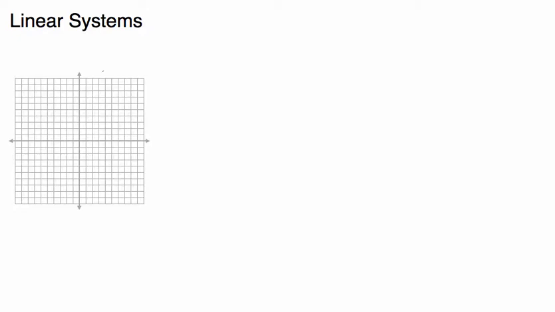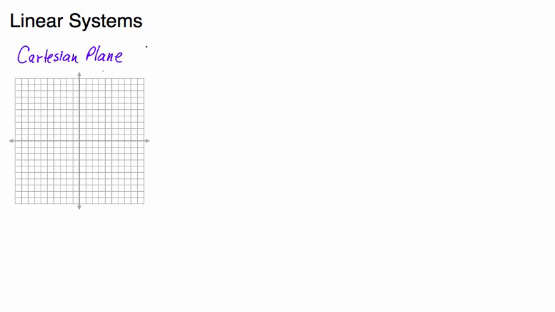Linear systems. To first start talking about these linear systems, we need to take a look at what you might just think of as some graph paper, but this is actually a really special graph. It was created by a French mathematician named René Descartes, and it's known as the Cartesian plane.